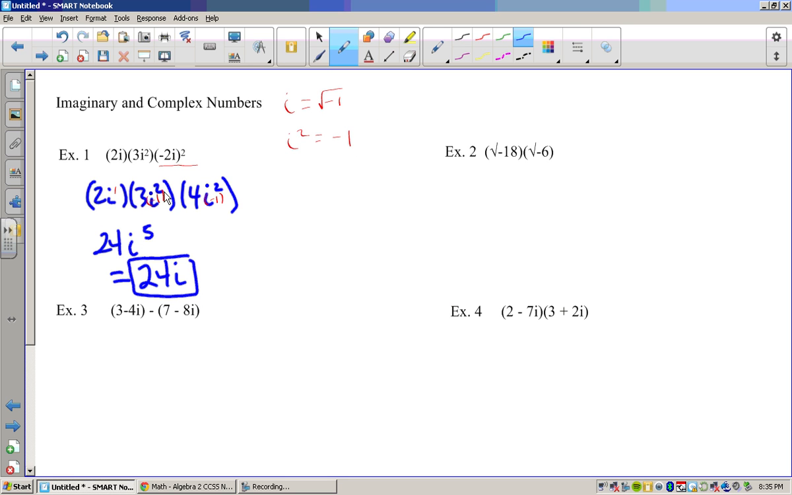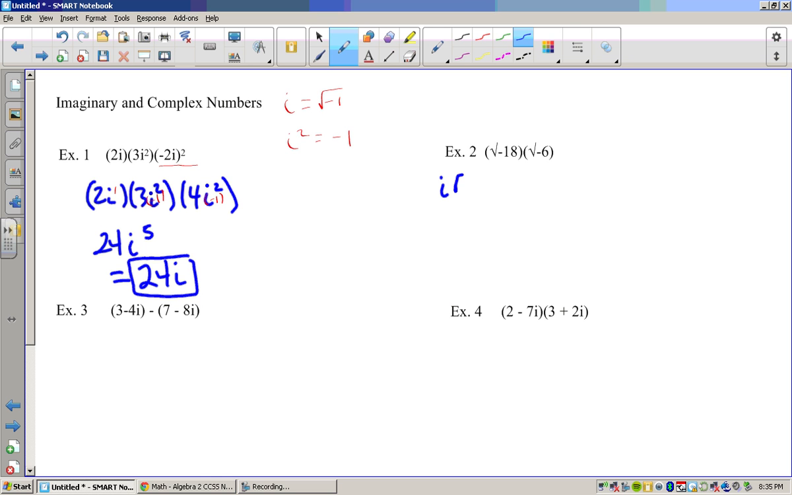Now, moving on to the next part, where we have some square roots involved. Remember, the square root of a negative is i. If I have these parts, I can first of all break this up into a couple of different pieces. Remember, the square root of -18 times the square root of -6, too. Both are square roots of negatives, so the first thing I want to make sure I do is take an i out of both of them.